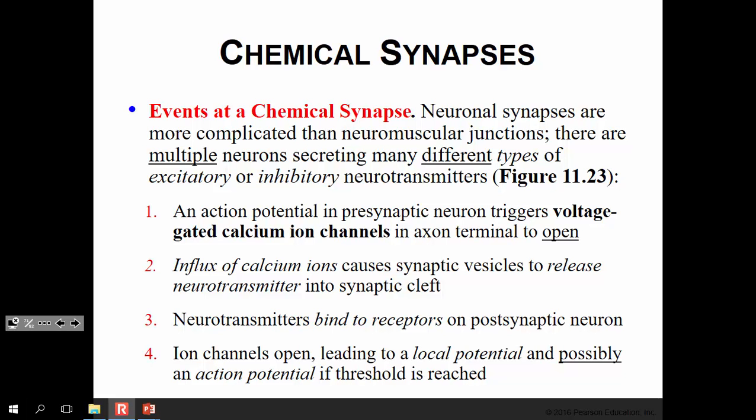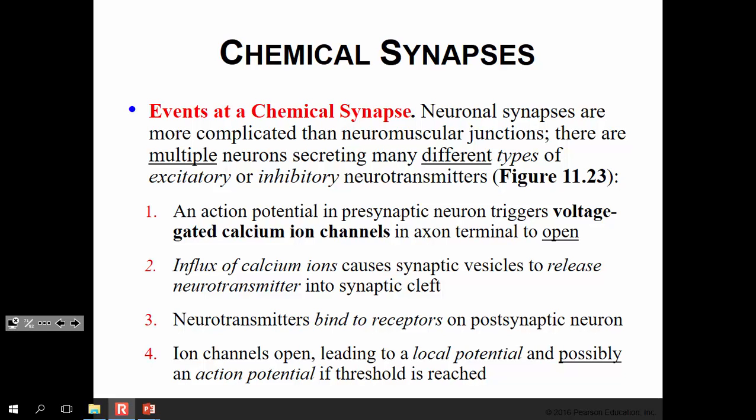Okay, now we're going to look at the chemical synapse, which is the majority of the synapses in the nervous system. And we need to remember that they are different from electrical synapses because they don't lose any signal strength as they move. But what happens there is a lot more complicated than at the neuromuscular junction, because you can have multiple neurons that are secreting different types of neurotransmitters, some of them excitatory, some of them inhibitory. But these are the steps.